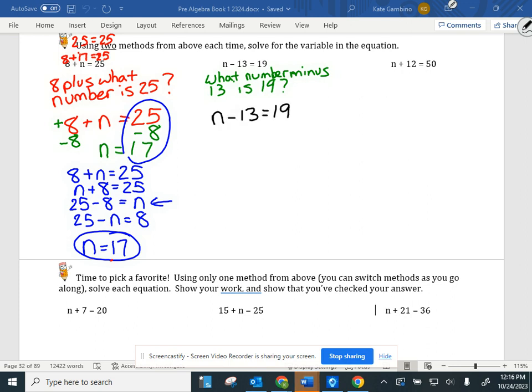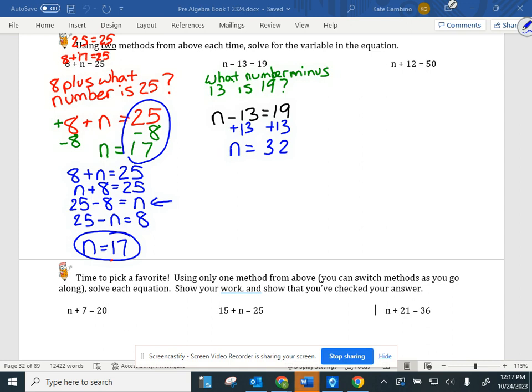So I have n minus 13 equals 19. Grace? 19 plus 13. I have to do it to the other side. So I had minus 13, so I have to add 13 to both sides. Minus 13 is a negative 13. Negative 13 plus a positive 13 is 0. So I'm zeroing it out, so I have just n left. 19 plus 13 is 32.